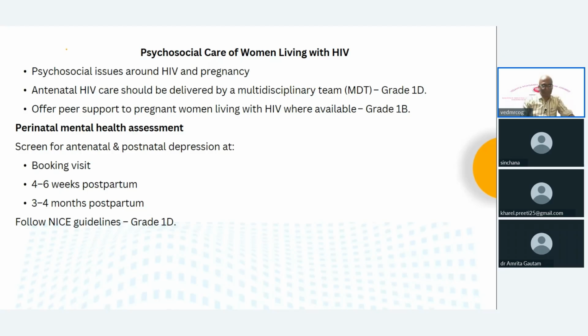And perinatal mental health assessment, just now we have seen you have to do it 3 times. One is at the booking visit, screening for antenatal and postnatal depression. Second is 4 to 6 weeks postpartum, and third is 3 to 4 months postpartum. So these are the times at which you will do the screening.